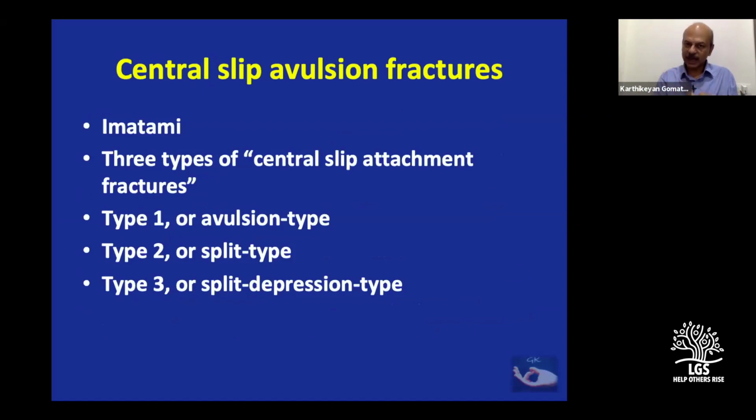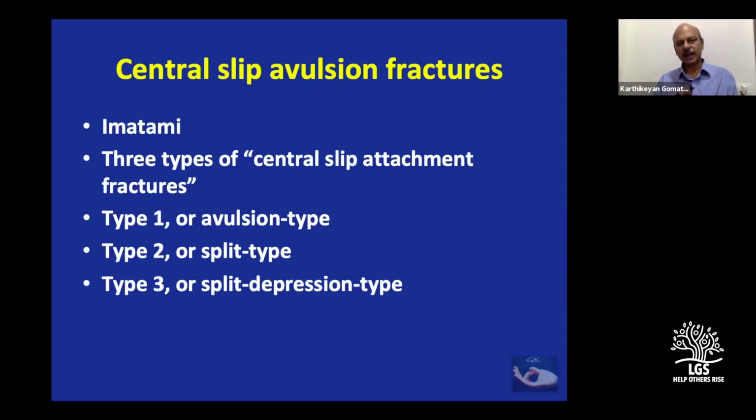Similarly, this is on the volar aspect. Similarly, you can have an avulsion fracture on the dorsal aspect. On the dorsal aspect, the treatment is more simple. Imatami has classified into three types. But this classification is more on the type, the mechanism in which the fracture occurred. Type 1 is the avulsion type, type 2 is the split type, and type 3 is the split depression type.